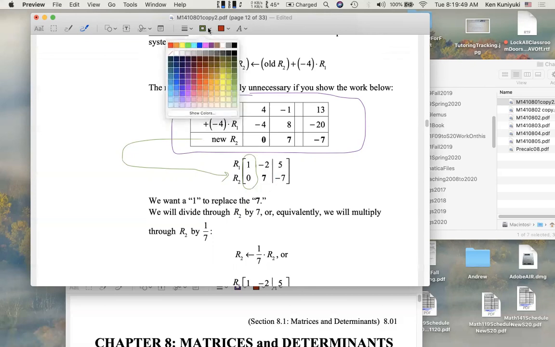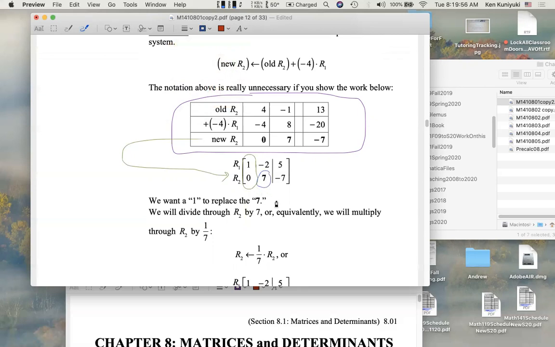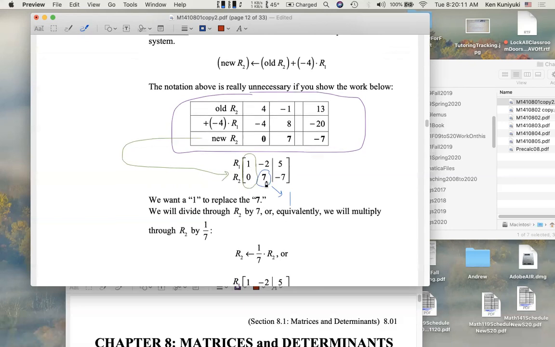Okay, now, the 7. We need what in that position? I want the 7 to become a what? I want it to become a 1. I want 1s along the main diagonal and 0s all below. And how can I get a 1 there? Well, switching won't help really. What about adding a multiple of the top row to the second row? Even though that's a legal operation, what's going to happen if you try that? 1 times whatever, that's going to tend to mess up the 0, right?